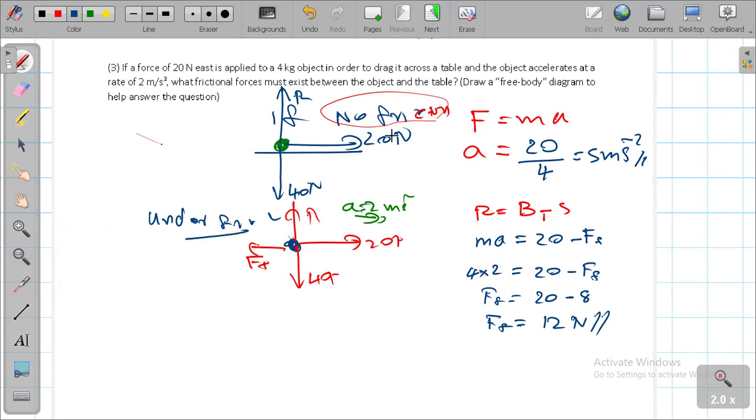Under friction and no friction, you have to consider two separate things.